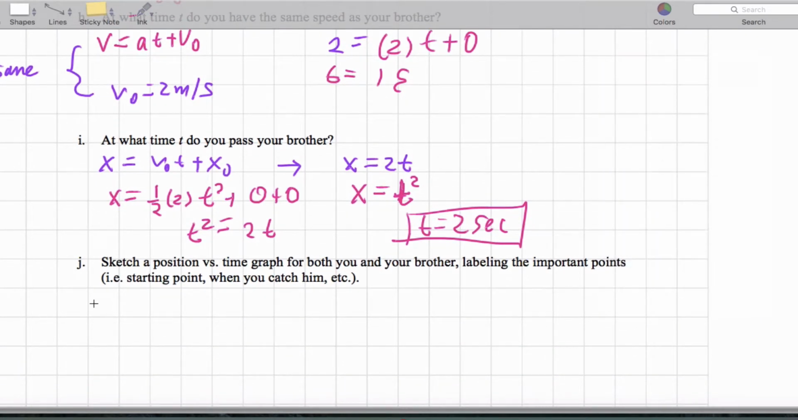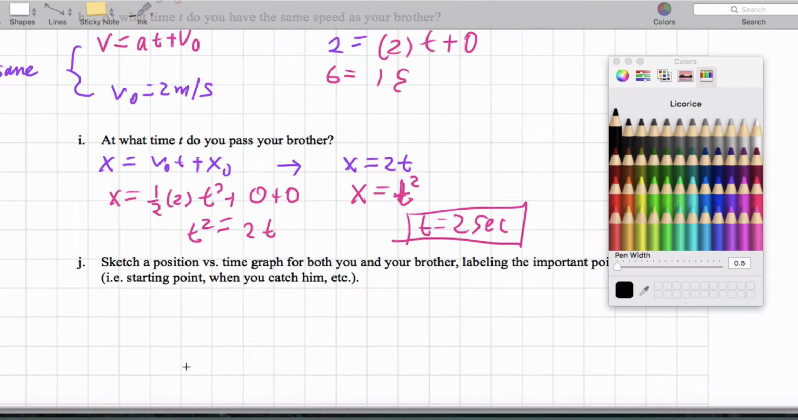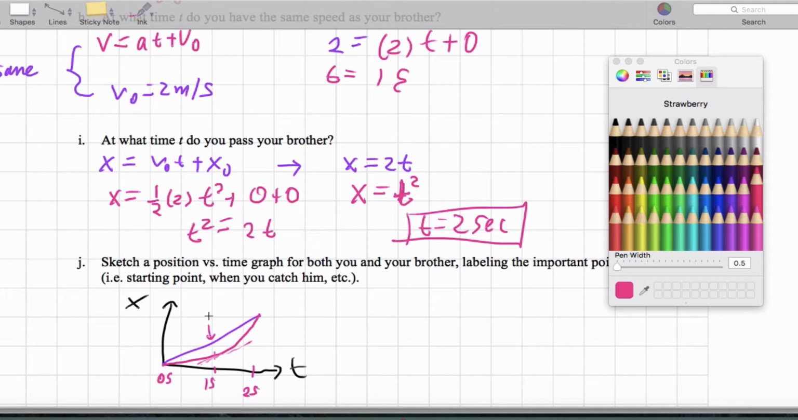Now, for position versus time, I'm going to sketch a graph of how this is going to look. So here I am sketching position versus time. My brother's graph is just going to be a nice linear function like this, whereas I start off at the same position and then I accelerate to catch up to him. This would be 0 seconds, and right here is going to be 2 seconds. Right here, at 1 second, if I were to draw a tangent line, the slope at 1 second should be the same here and here. They should actually have the same slope.